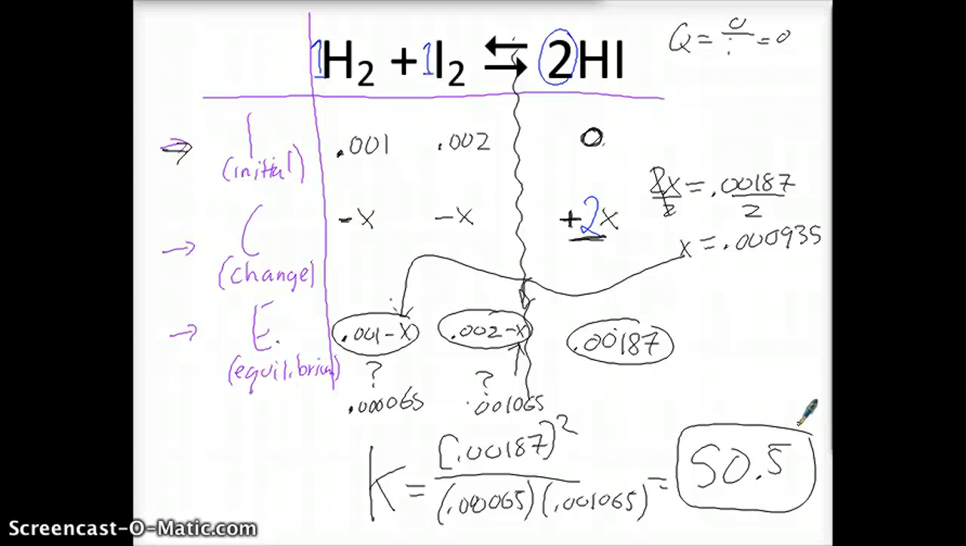Whew, that might seem like a lot. Main things to walk away from: setting up an ice table, initial, change, equilibrium. Coefficients tell you the value of X. It's not always going to be plus products. It could be plus on the reactant side, depending on the reaction. And then making sure to plug in values into the right spots. We'll do one more problem together, and then we'll get a ton of practice together in class.